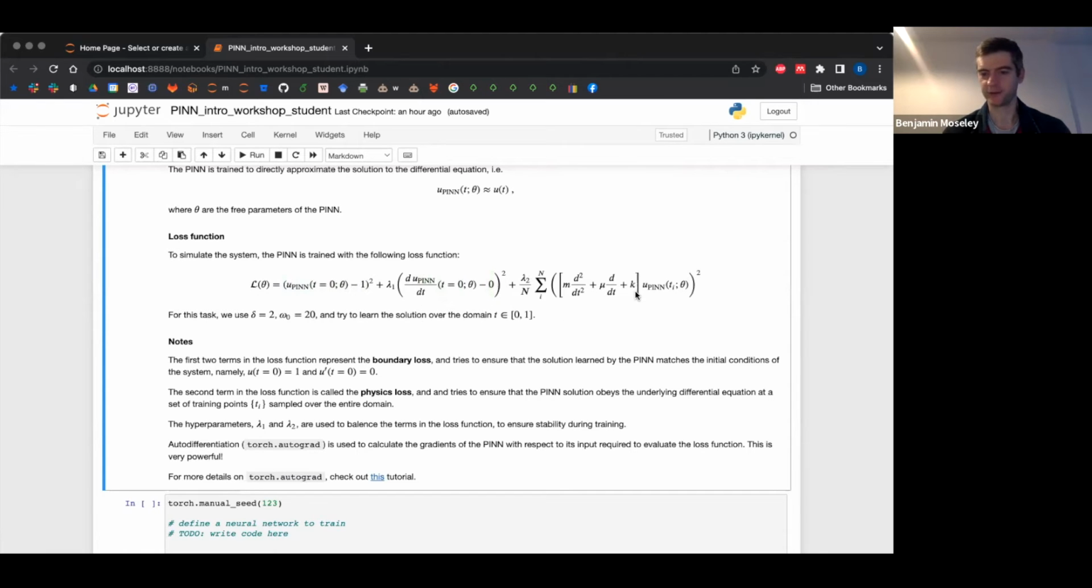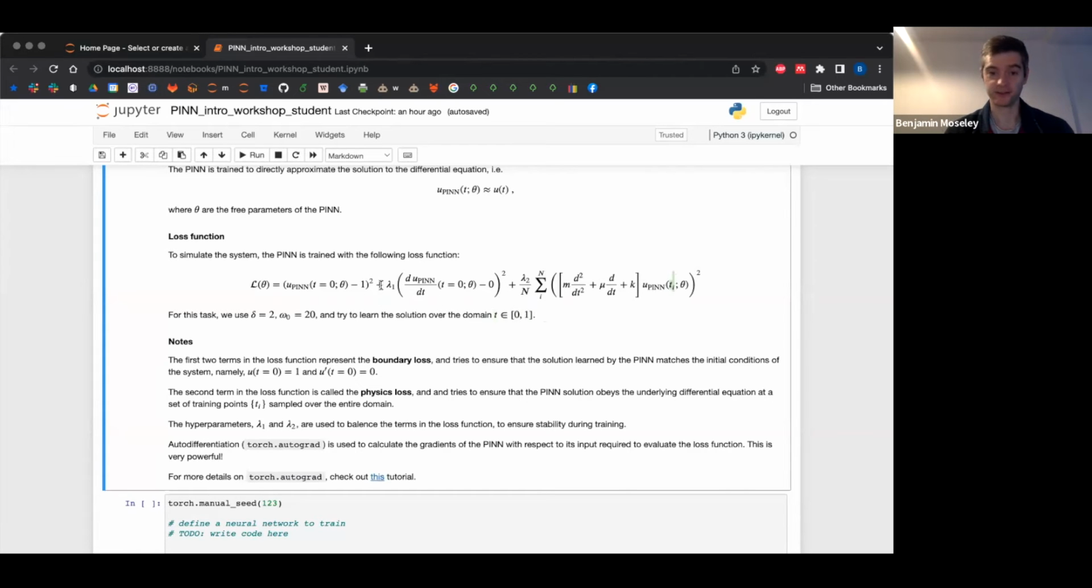And then the final term is this physics term. This is a summation over many different time coordinates in the domain. In this case, we sample regularly over the domain that we're interested in. We're interested in modeling from time 0 to 1, so we sample t over 0 to 1. We evaluate the gradients of the PINN with respect to its inputs, form this residual, and sum over all the different points, trying to force that residual to be 0 so that the solution the network learns obeys the underlying differential equation.